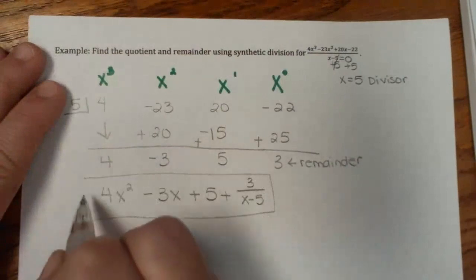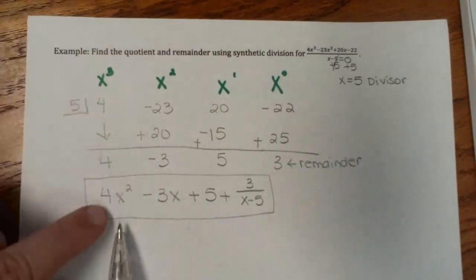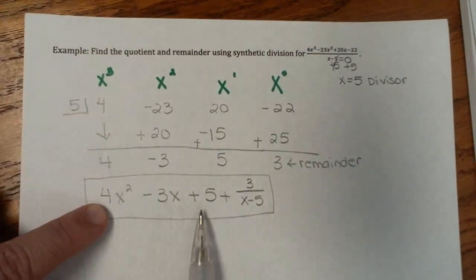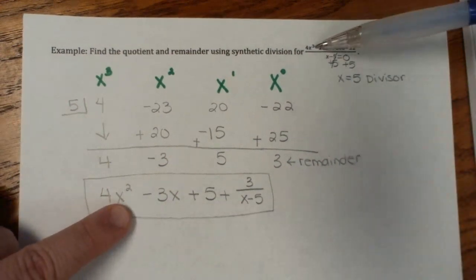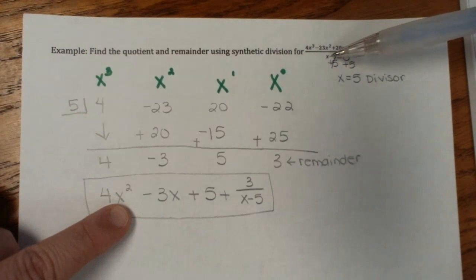And this is our final answer. So 4x squared minus 3x plus 5, and then plus 3 over x minus 5. We got this x squared because I had x cubed, and I divided by an x. That means subtract your exponents.